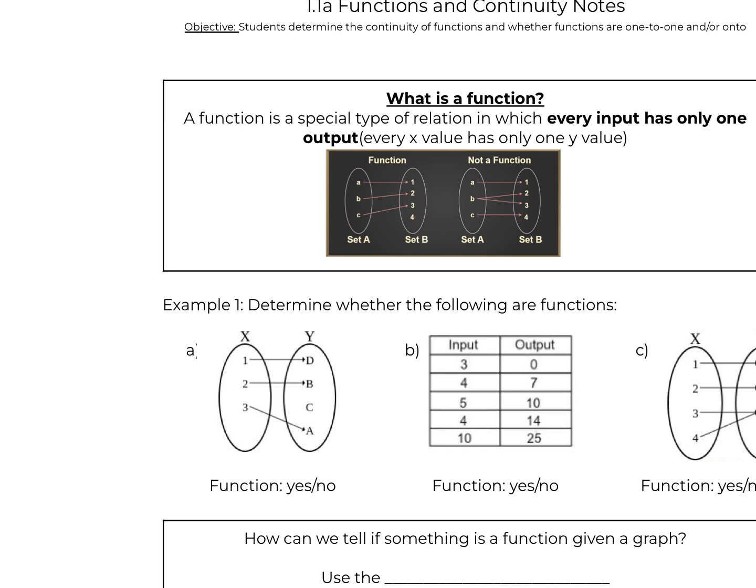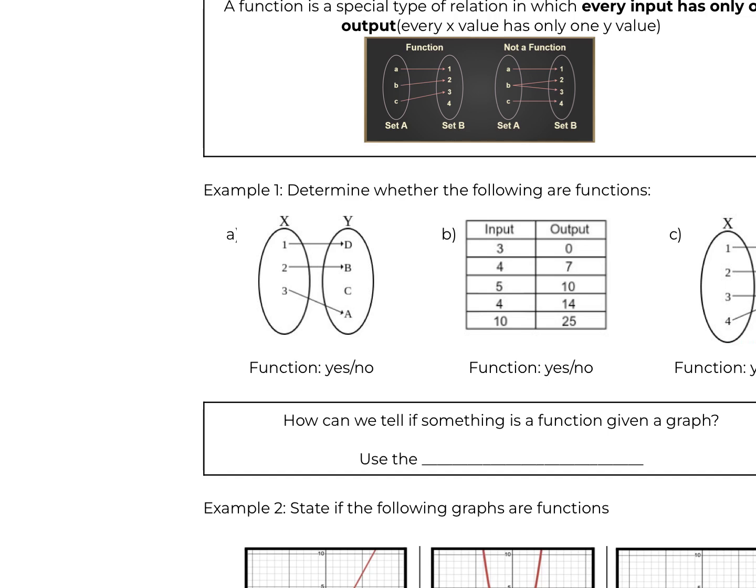If you look at the second set here where it says not a function, there's 2 arrows coming from that b. So that's why it's not a function, because the b maps to both a 2 and a 3. It's not predictable. It's not useful. So let's look at some examples here.